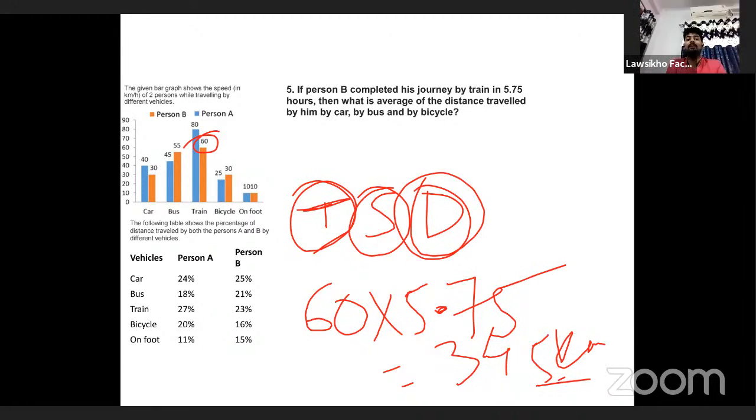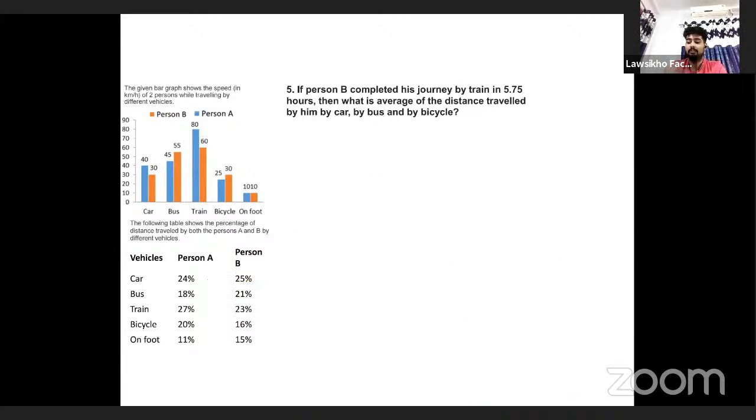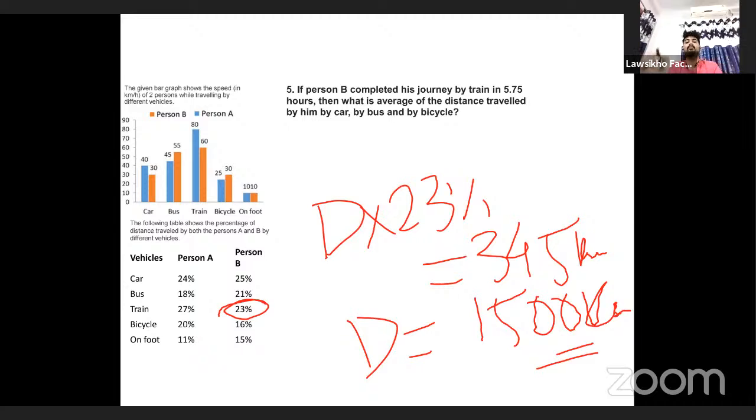ठीक है, अब 345 किलोमीटर आ गया। अब व्हाट यू नीड टू फाइंड द नेक्स्ट इज द एवरेज ऑफ डिस्टेंस ट्रेवल्ड बाय हिम बाय कार, बस एंड बाइसिकल। तो अगर तुम्हें बाकी के इंडिविजुअल डिस्टेंसेस निकालने हैं जो इस डेटा से आएगा, एंड दिस डेटा रेफर्स टू द टोटल डिस्टेंस, उसके परसेंटेज से ये सारा निकलता है। तो तुम्हें टोटल डिस्टेंस निकालना होगा। अब देखो, ट्रेन से इसने 345 किलोमीटर ट्रैवल किया और पर्सन बी का ट्रेन का शेयर कितना था, 23%, विच मीन्स इफ आई टेक टोटल डिस्टेंस एज डी, उसका 23% इज 345 किलोमीटर्स। ठीक है, तो डी इज 1500 किलोमीटर्स। समझ में आया?